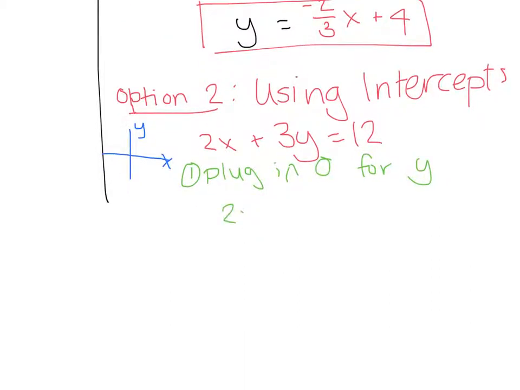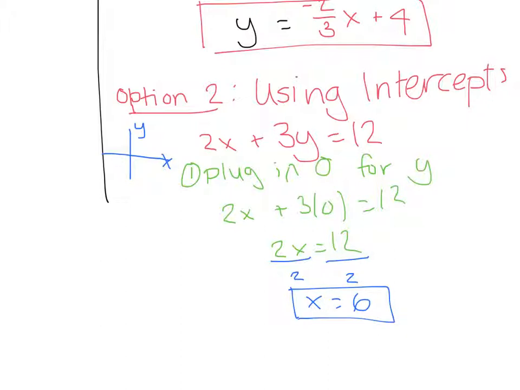Now when I do that, that's going to give me 2x plus 3 times 0 equals 12, which would give me 2x equals 12. So now I need to think, okay, what value of x can I multiply by 2 to get to 12? So you can either know how to do that in your head or think back to 8th grade and just divide both sides by 2 and get that x is going to equal 6. So this is my x-intercept. So if I'm graphing this, 1, 2, 3, 4, 5, 6, I'm going to have x-intercept right here at 6.